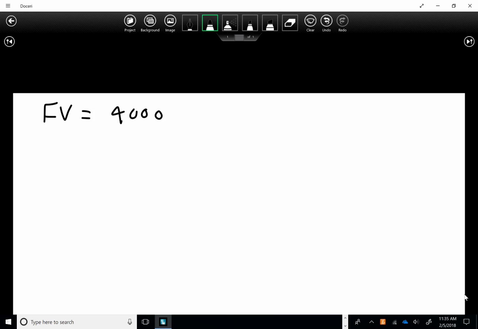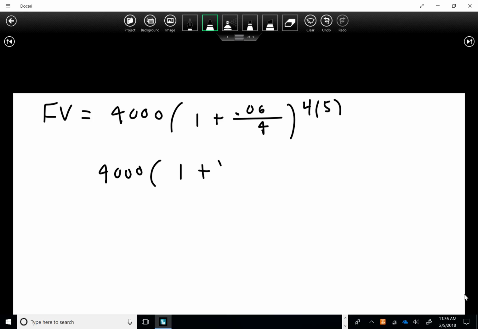So 4,000 times 1 plus the interest rate is 6%. We always change that to decimals in this formula. So 0.06, 2 places to the left. Compounded quarterly. So N will be a 4, because quarterly means 4 times per year. So we're going to put the 4 also here, and it's 5 years. So we're going to do 4,000 times 1 plus 0.06 over 4 raised to the 20th power.